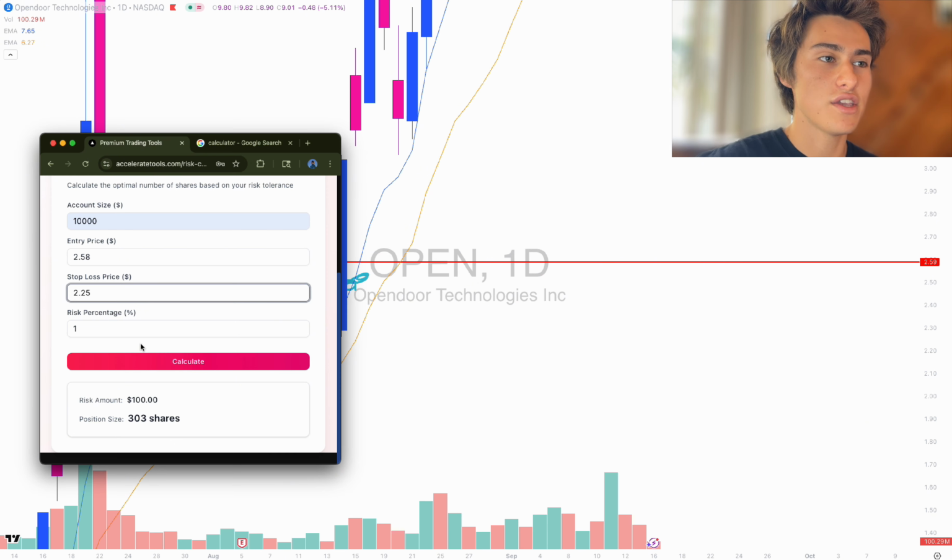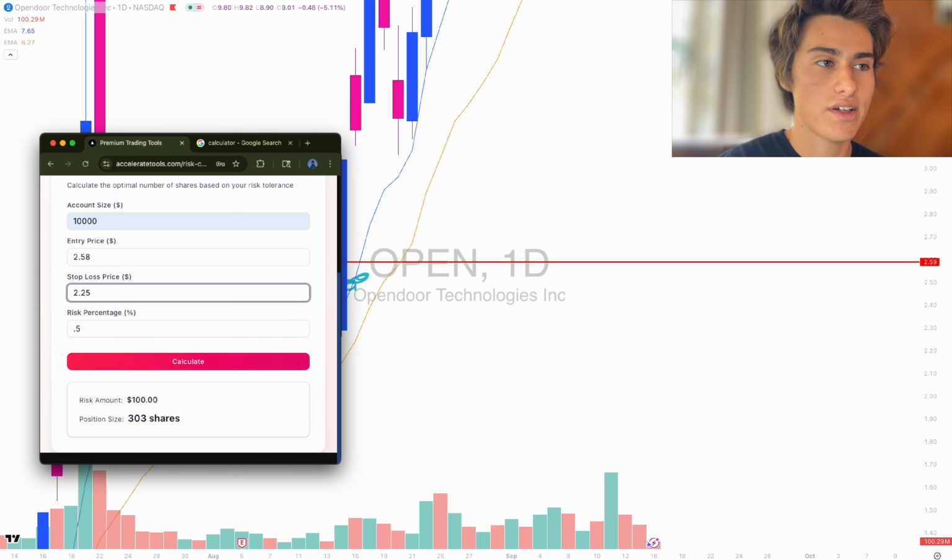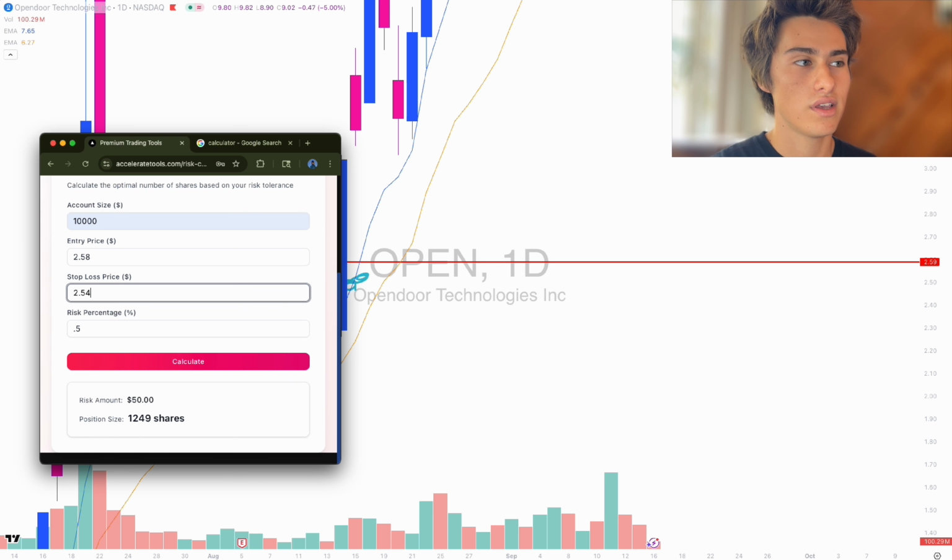Let's say you didn't want to risk a full 1%, but you really wanted that really tight stop loss. That's fine. You could still go with the $2.54 stop loss and you're still buying 1,200 shares, but now you're only losing $50. So this calculator is really important and picking the right stop loss level is essential.